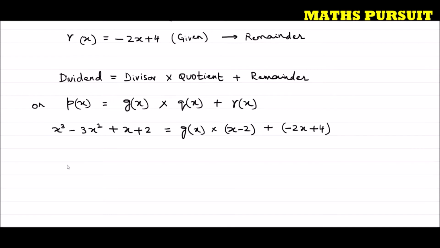Now guys, let us solve this equation. You could see here what we have. We have x to the power 3 minus 3x to the power 2 on the left side, I'm talking about the left side of the equation.